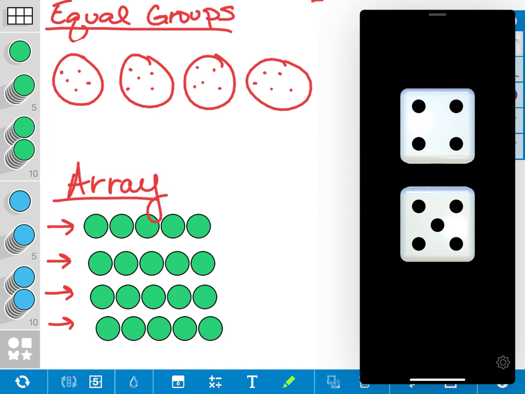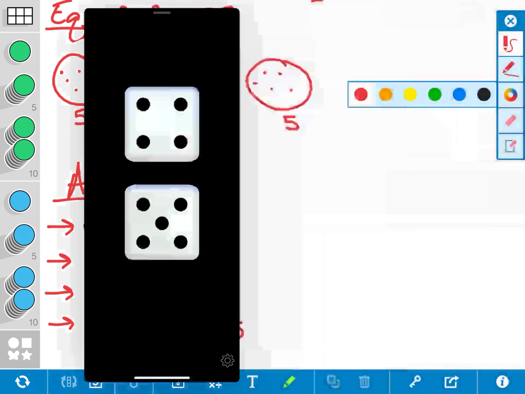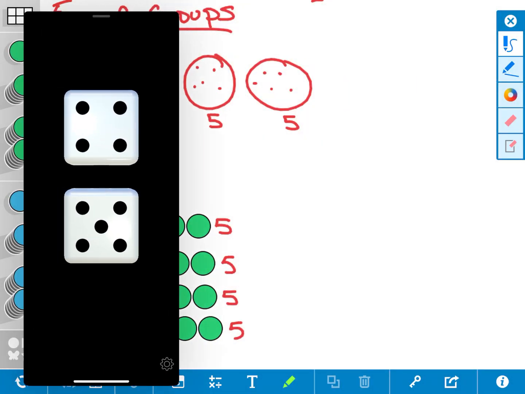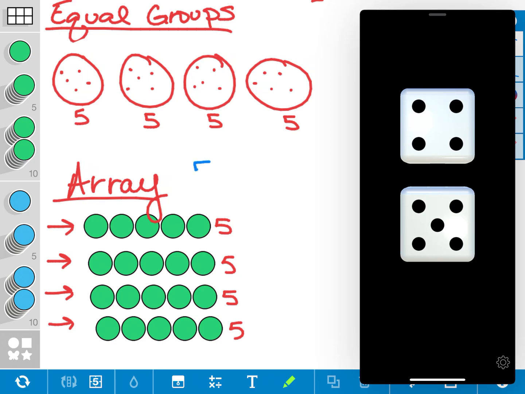Now I need to find my total. So I'm going to use a number model. And remember, for an array, with a number model, we're going to add up the amount in each row. So I have 5, 5, 5, and 5. Just like up here, I have 5, 5, 5, and 5. So let's see what that might look like in a number model. 5 plus 5 plus 5 plus 5.